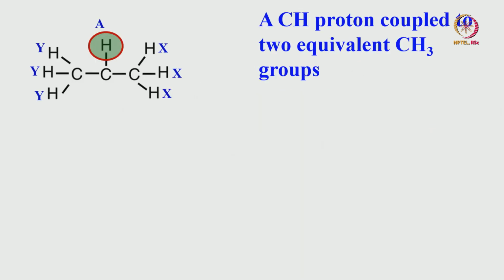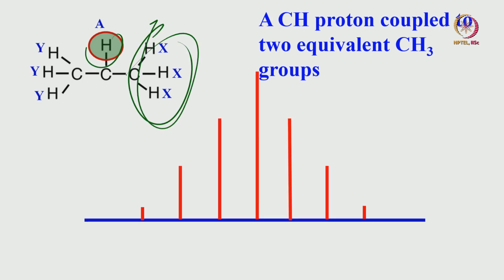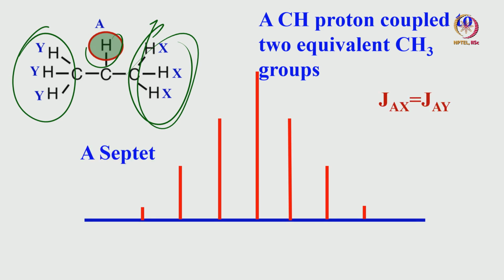So, we will take another example. A CH proton is coupled to two equivalent CH3 groups. Now, you should understand, already you know what type of pattern we expect. This CH3 coupled to this CH coupled to this CH3 will be a quartet, and each line of the quartet is further split into a quartet because of this, and because of the overlap of the transitions, we are going to get what is called a septet, a 7-lane pattern, if the couplings AX and AY are identical. The intensity ratio is 1, 6, 15, 20, 15, 6, 1.